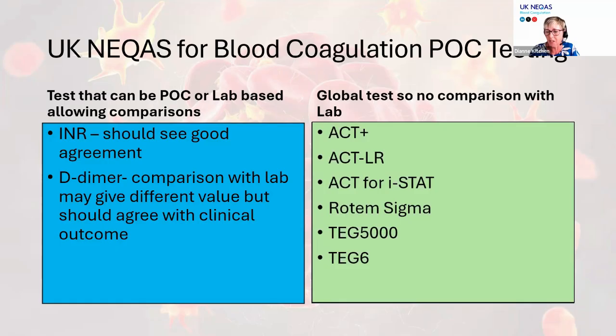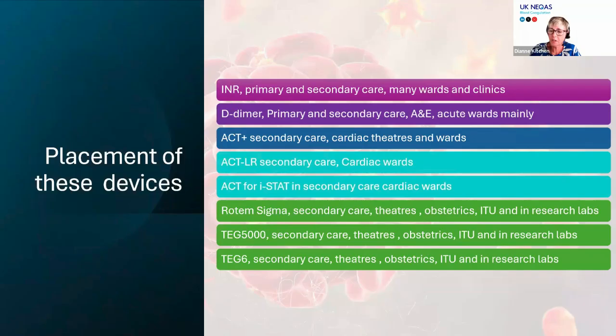So these are the ACT, these three, and then the Rotem Sigma, TEG 5000 and TEG 6. They're looking at an overview of hemostasis, if you like, whereas the lab tests look at specific points of hemostasis. So it is tricky to get any comparison with the lab. Because what they are testing is different, we find them placed in different areas.